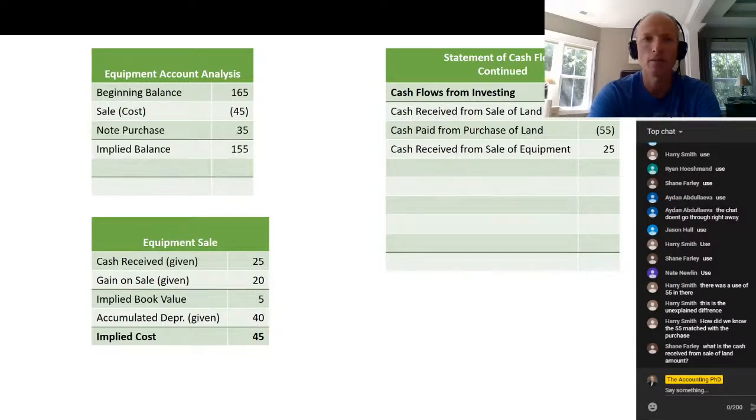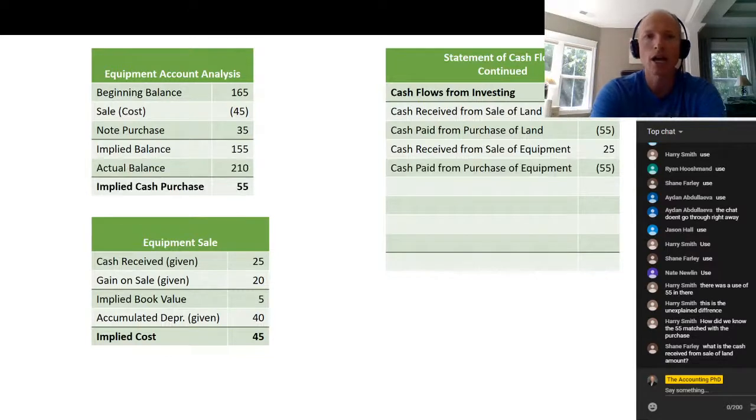Alright, so now the other information we were given is that there was a purchase of equipment by issuing a short-term note, so that would obviously increase the equipment account balance. And so if this is all that had happened within the equipment account, there's an implied balance in the equipment account of $155.